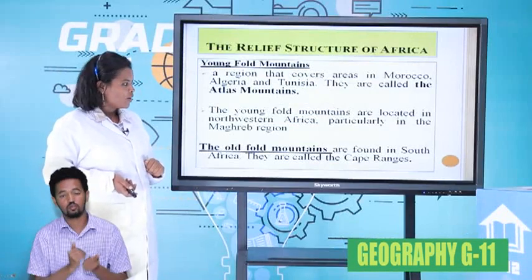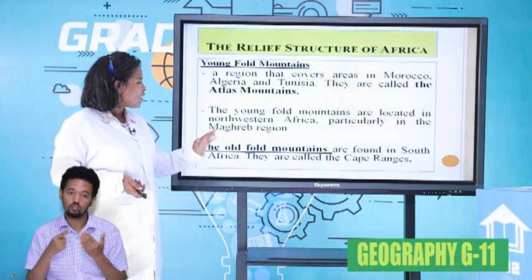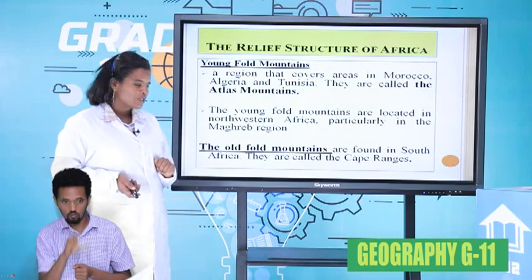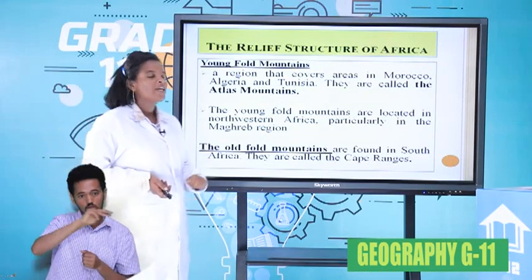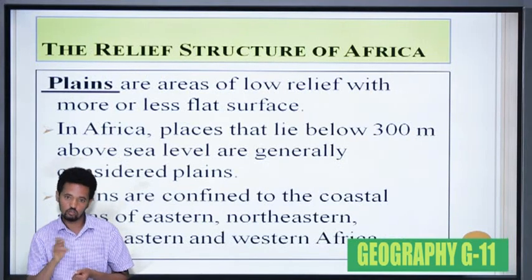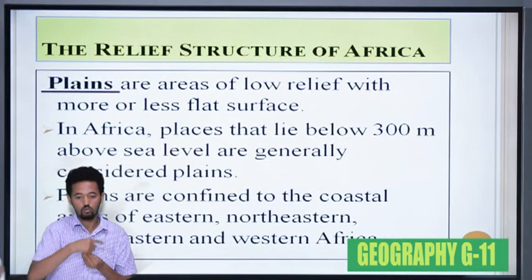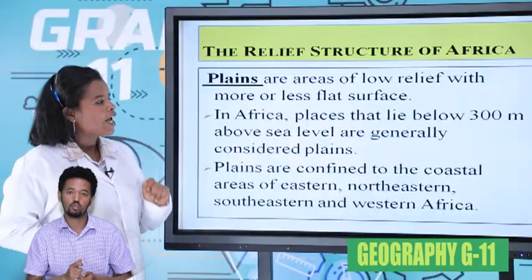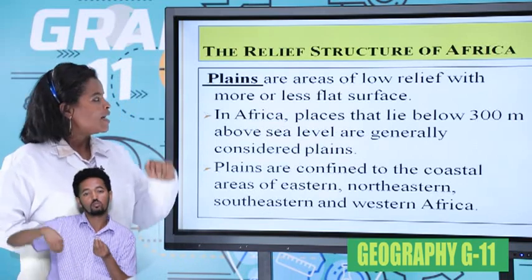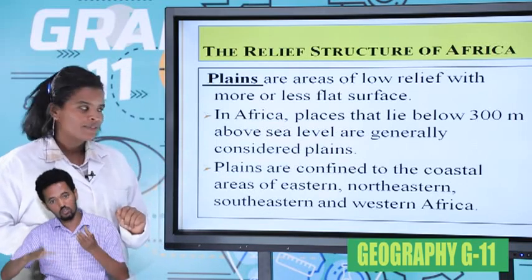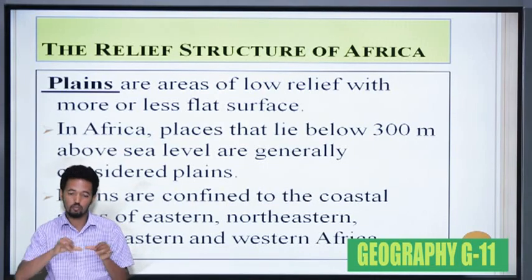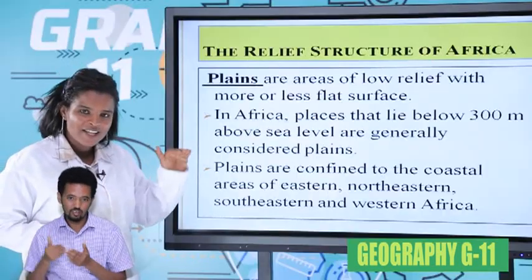Let's see the old fold mountains. The old fold mountains are found in southern Africa. They are called the Cape Ranges. Let's see about plain landform. The plains are areas of low relief with a more or less flat surface. In Africa, places that lie below 300 meters above sea level are generally considered plain.